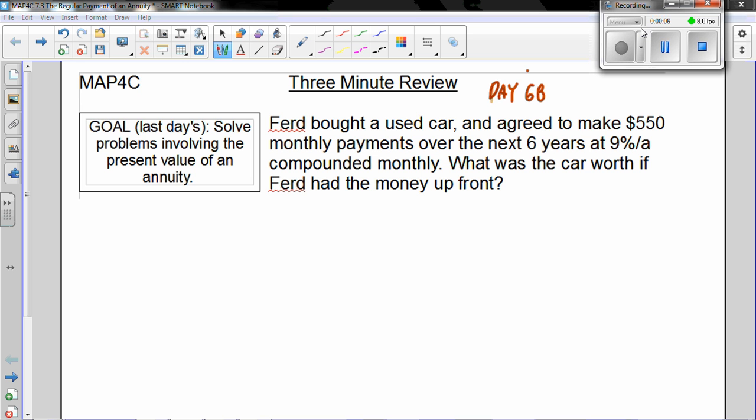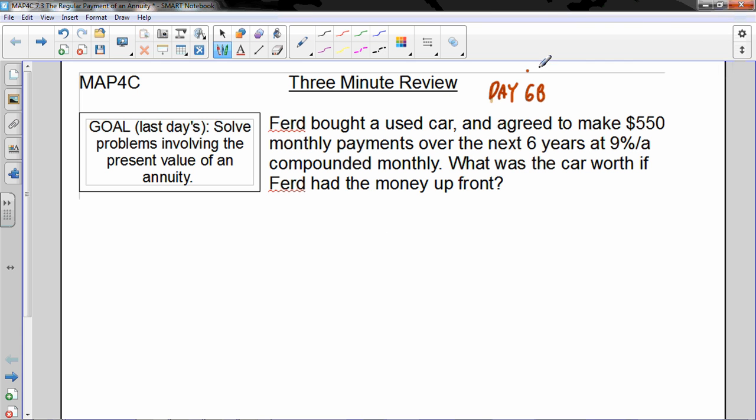MAP4C, and we've got lesson 7.3, which is on the regular payment of an annuity. The goal of the 3-minute review today is to solve problems involving the present value of an annuity, which was last class. So let's read the question. Ferd bought a used car and agreed to make $550 monthly payments over the next 6 years at 9% per year compounded monthly. What was the car worth if Ferd had the money up front?